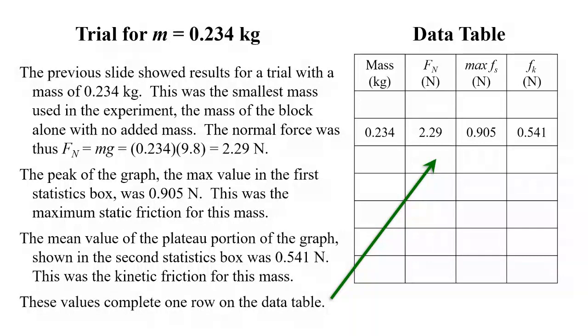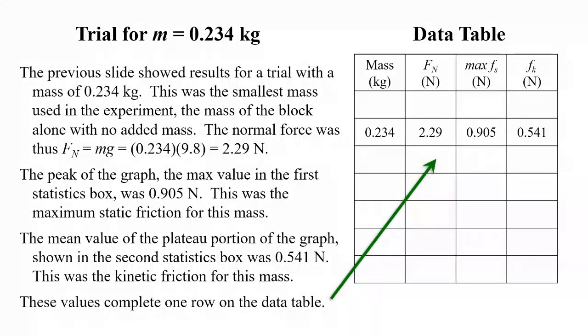I suggest you make a data table similar to what you see on the right-hand side. Four columns: one for mass in kilograms, then normal force in newtons, maximum static friction in newtons, and kinetic friction in newtons. Each row represents the results from a single trial. The previous slide showed results from a trial with a mass of 234 grams, which is 0.234 kilograms. This was the smallest mass used in the experiment, the mass of the block alone with no added mass on top. The normal force can be calculated, m times g, as 2.29 newtons.